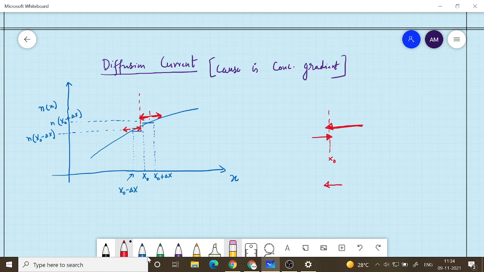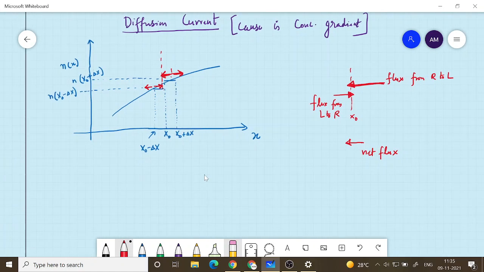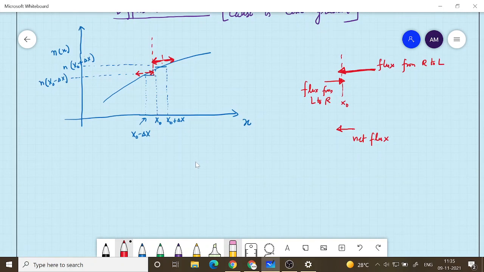This is the difference between these two flux. So there is a flux from right to left, and this is flux from left to right. And this is the net flux, and it is in the left direction. Is that clear? Okay, so now let us make it quantitative. So far I explained everything in a qualitative manner.